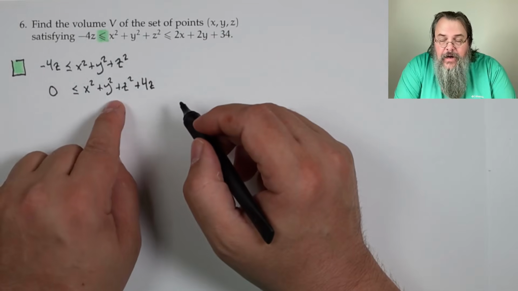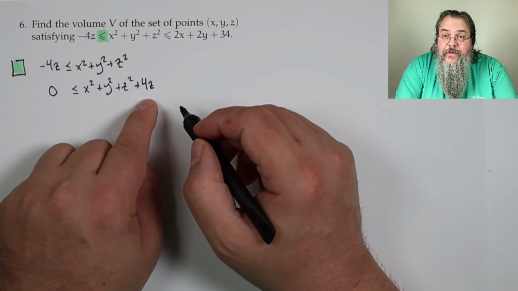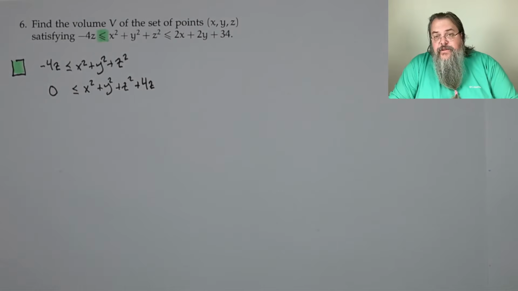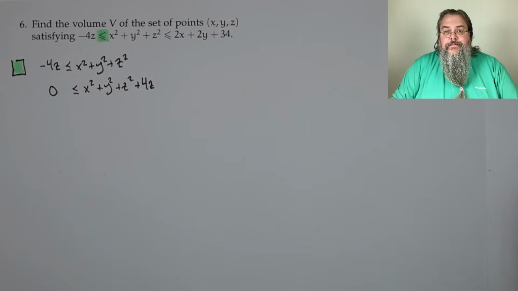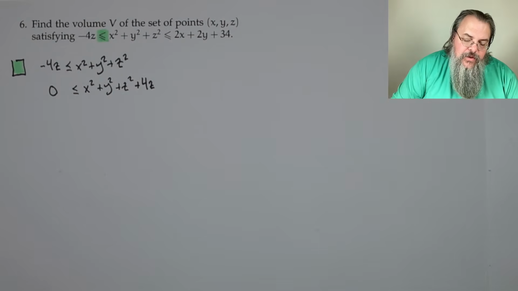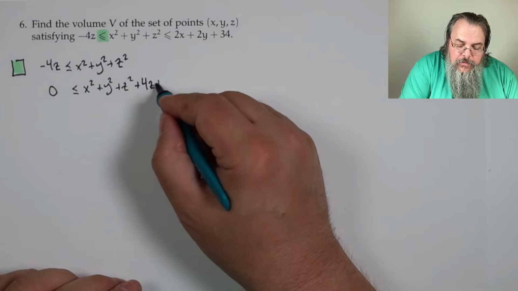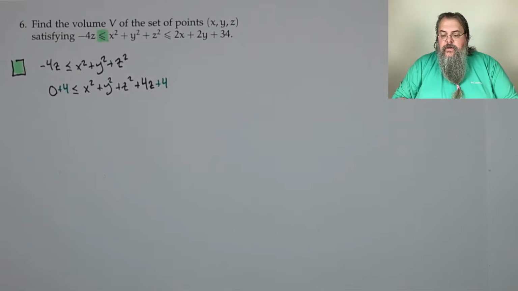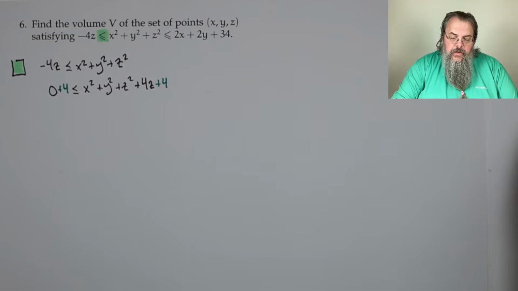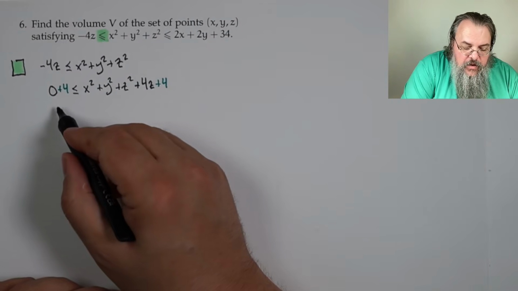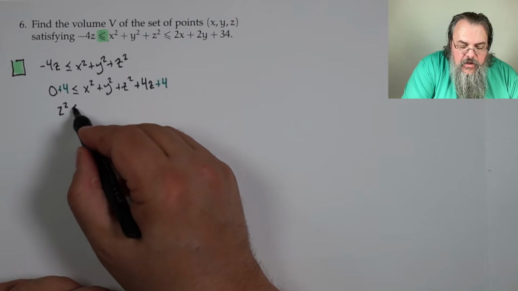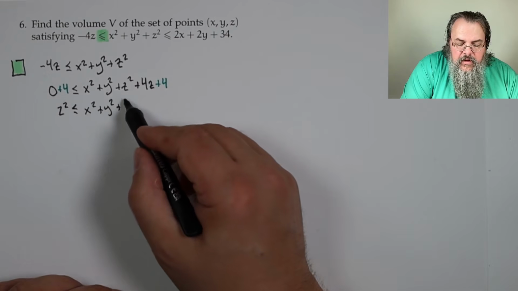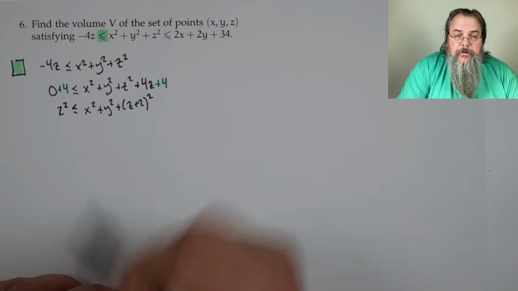Okay, so the x and y terms were good to go. Z squared plus 4z, complete the square. Take the middle term, which is 4, divide by 2. That's 2, square that, means we should add 4. If we do it to one side, we should do it to the other side. And we get that 4, which I'm going to write as 2 squared, is less than or equal to x squared plus y squared plus z plus 2 squared.